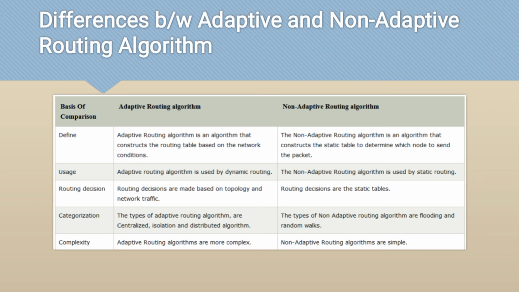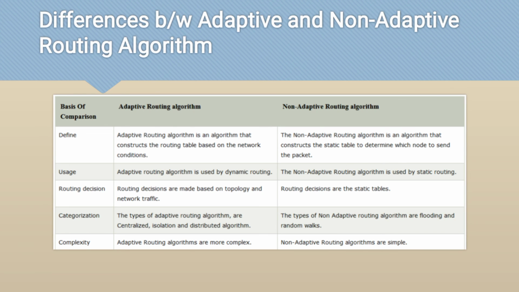Then the next comparison is usage. The adaptive routing algorithm is used for dynamic routing. A non-adaptive routing algorithm is used for static routing. The next comparison is routing decision. The routing decision is made based on the topology and network traffic in the adaptive routing algorithm, and in the non-adaptive routing algorithm the routing decisions are made from static tables.